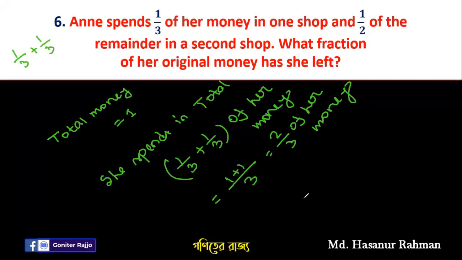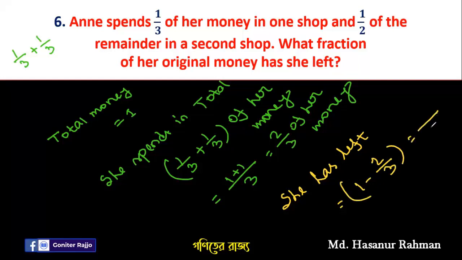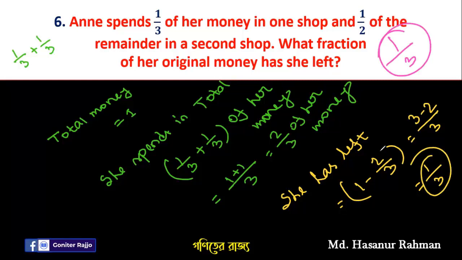So what will be left? She has left equal to 1 minus 2 by 3 of her money. So it will be 3 minus 2 over 3. That will be 1/3 of her money. So 1/3 will be our final answer. So 1/3 of the original money she has left.